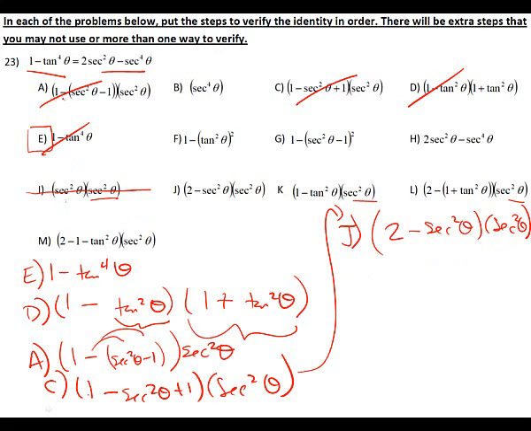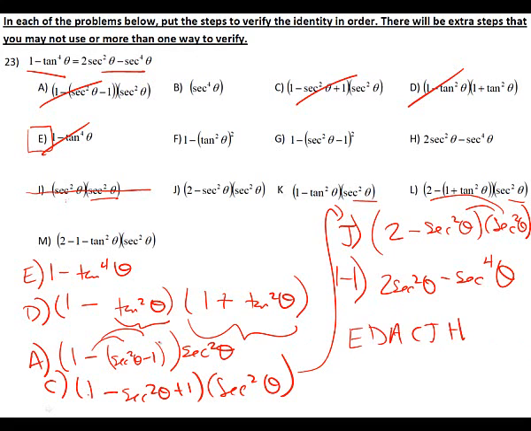That's not the end yet, though, right? What do I still need to do with this thing? Looks like I've got to distribute. So 2 secant squared theta minus secant to the 4th theta. And what's that one? H. So now, if you were typing your answer in, because I know we didn't do one that way this time, okay? If you were typing your answer in, you would type in EDACJH. No spaces, no commas. Okay?